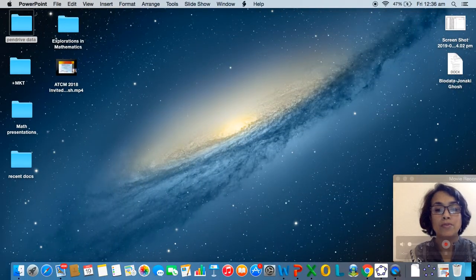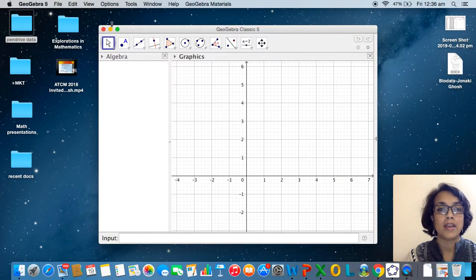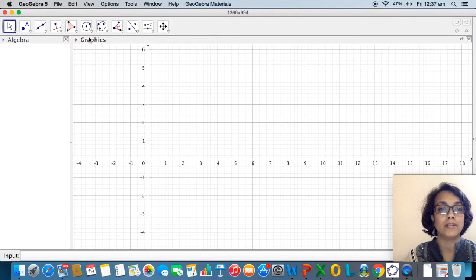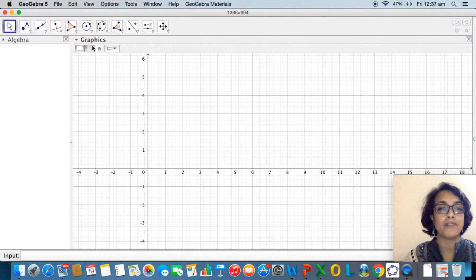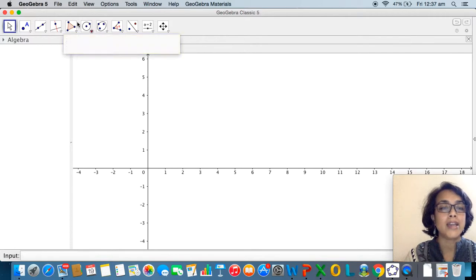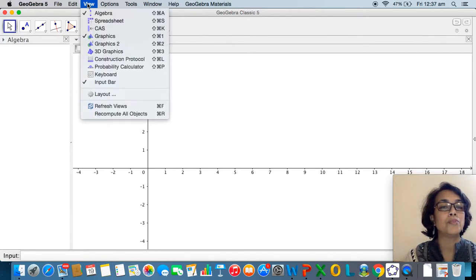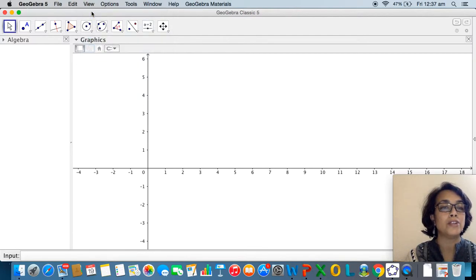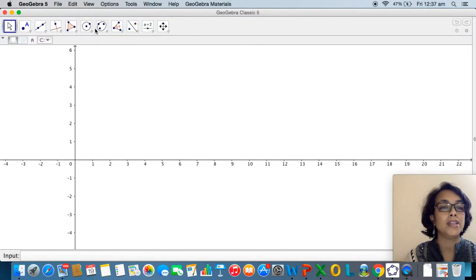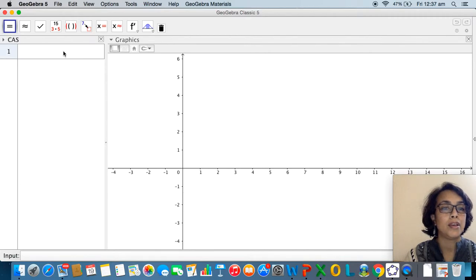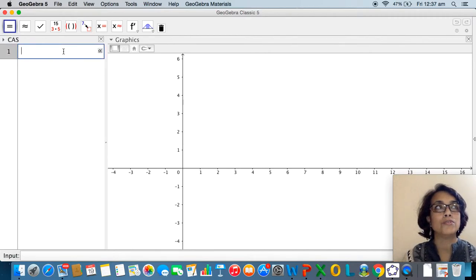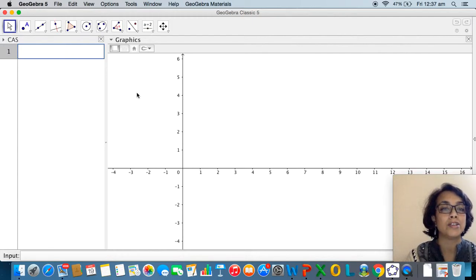So now I'm going to open a GeoGebra file, remove the grid from the graphics view, and in this video we are going to explore the problem using the CAS window of GeoGebra. So I'm going to close the algebra view and bring in the CAS view. Now in the CAS window we can enter commands, and a lot of the computational work can actually be done in the CAS window.